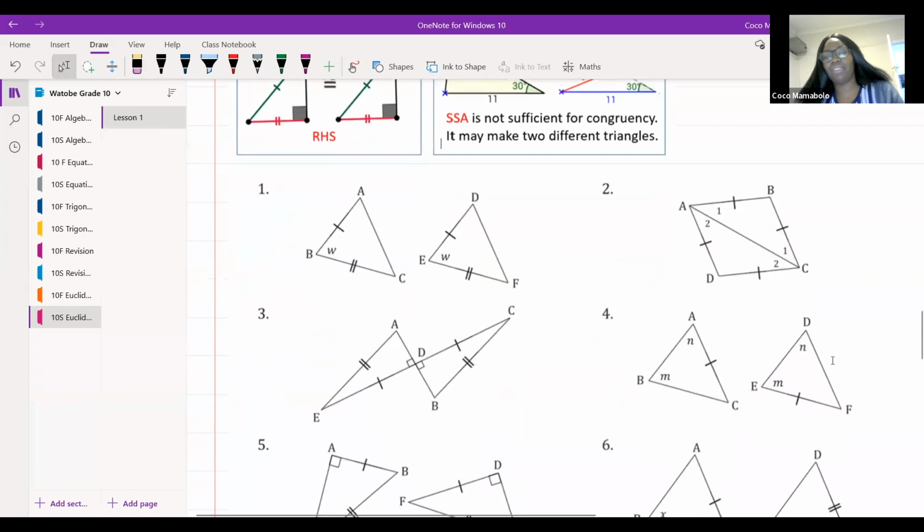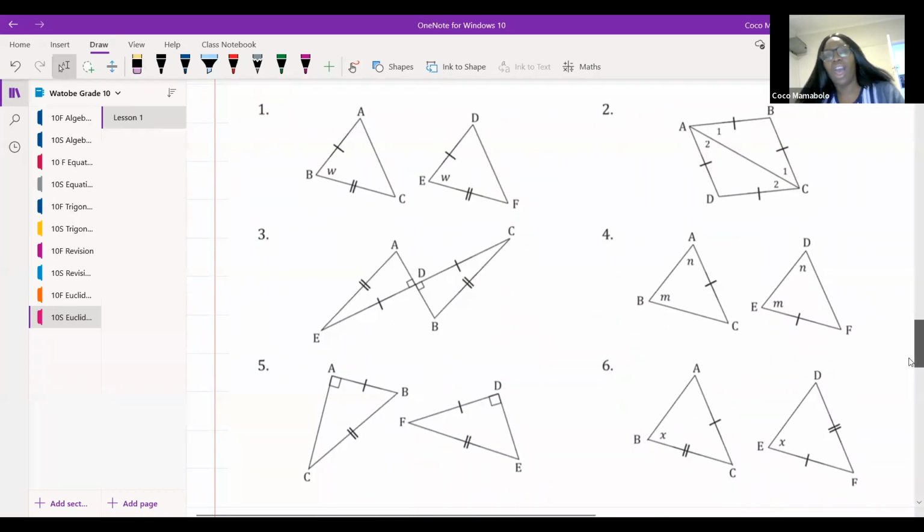All right, guys, let's have a look at these six over here. I want you guys to tell me in the chat. We're going to start with number 1. Are these two triangles congruent, and why? Give me a reason. For number 1, tell me, is it congruent? Yes or no? And tell me the reason or the rule in the chat.